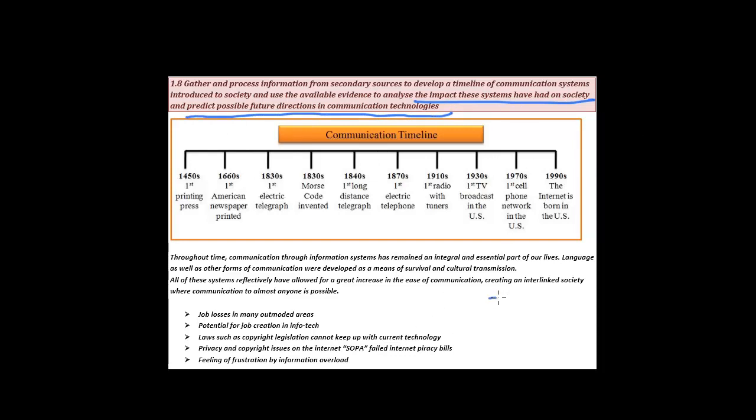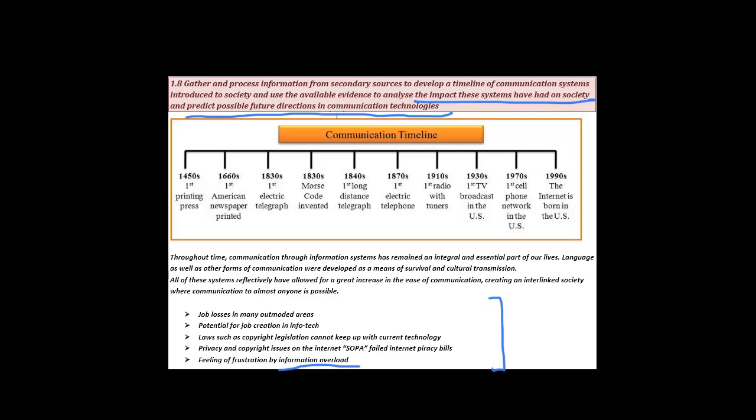So these are the impacts that I came up with. I said that potentially these information systems can lead to job losses in many outmoded areas, and potential for job creation in infotech, and laws such as copyright legislation which cannot keep up with current technology, and privacy and copyright issues with the internet, such as SOPA, failed internet piracy bills. Just recently there was this massive controversial thing about SOPA and PIPA, and they all tried to censor the internet in some form, and they all failed, which is also a societal impact. And lastly, you've got the feeling of frustration by information overload. That last one doesn't apply that much unless it's to older audiences, but it's still to the general society. So these are the things that I came up with.